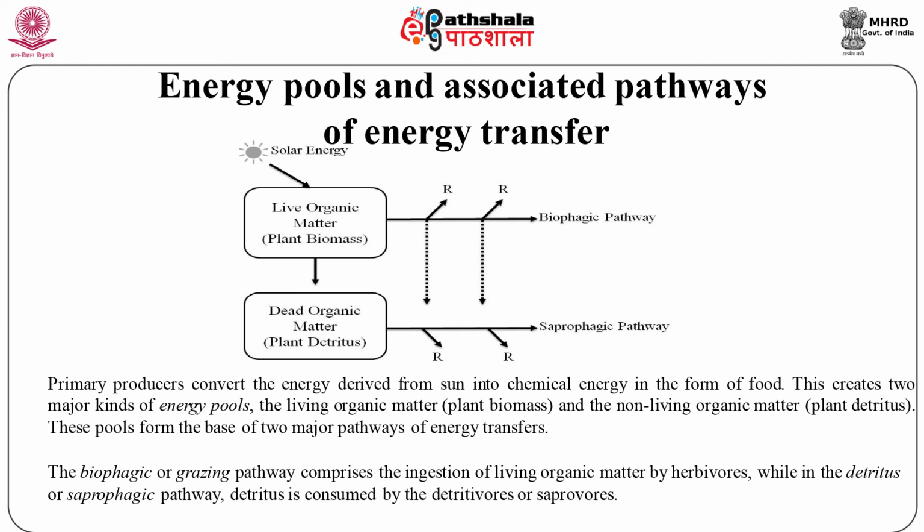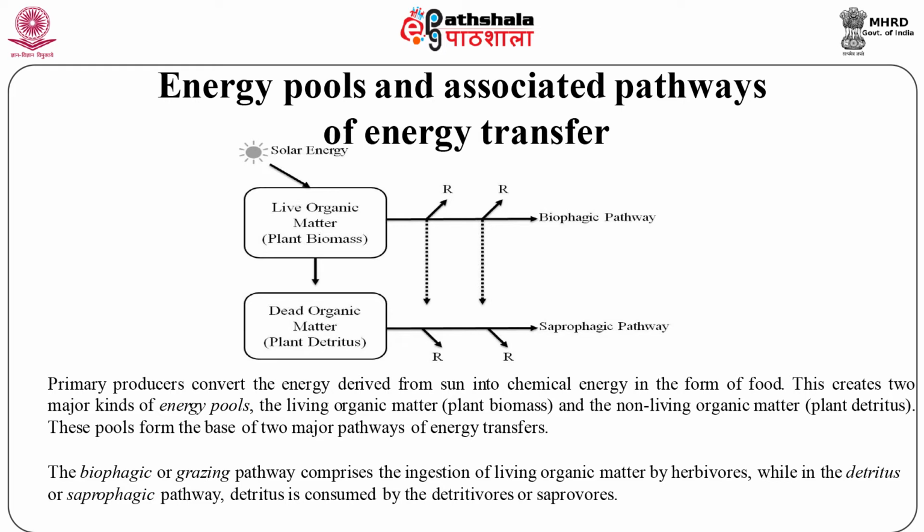Primary producers convert the energy derived from the sun into chemical energy in the form of food. This creates two major kinds of energy pools: the living organic matter, that is the plant biomass, and the non-living organic matter, that is the plant detritus. These pools form the base of two major pathways of energy transfer. The biophagic or grazing pathway comprises the ingestion of living organic matter by herbivores, while in the detritus or saprophagic pathway, detritus is consumed by the detritivores or saprovores.